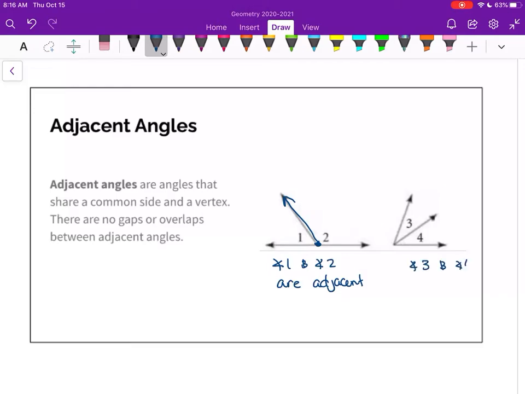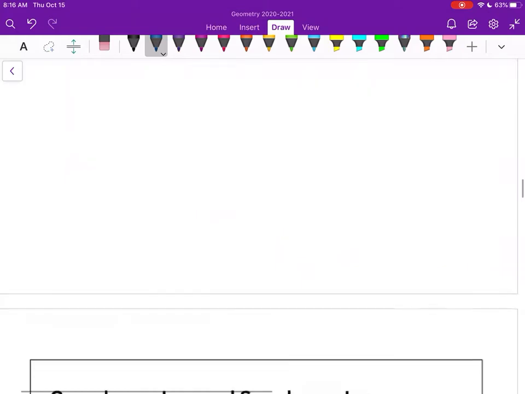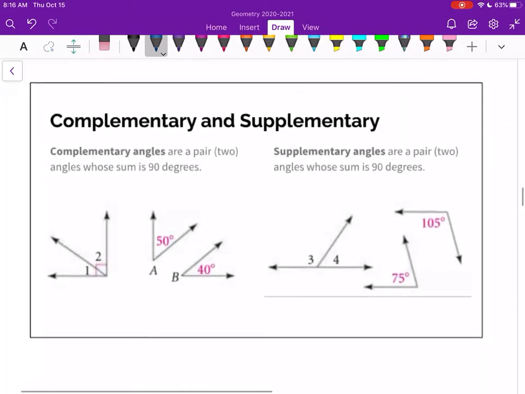Okay, so then we can also see that angle 3 and angle 4 are also adjacent. Okay, adjacent just means next to. If I could spell correctly. Okay, so next to. That's the big idea here. Okay, they're next to each other.